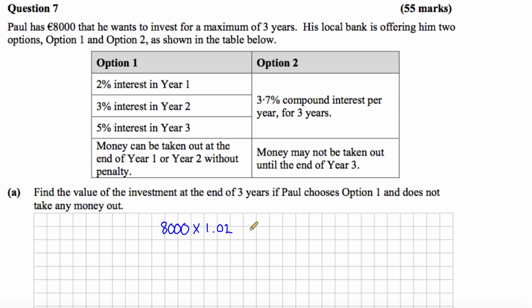And then whatever the answer to that is, you're going to times it by 1.03 for the second year. And whatever the answer to all this is, you're going to multiply it by 1.05 for the third year. So you can just do it all in one go like this. So when we put this in the calculator, we get 8825.04. And that's euro. So that's the value of his investment at the end of 3 years with option 1.